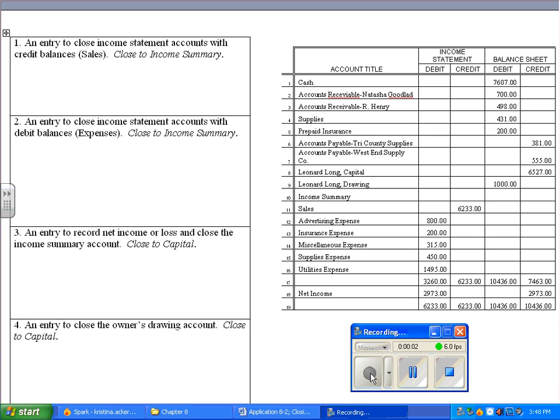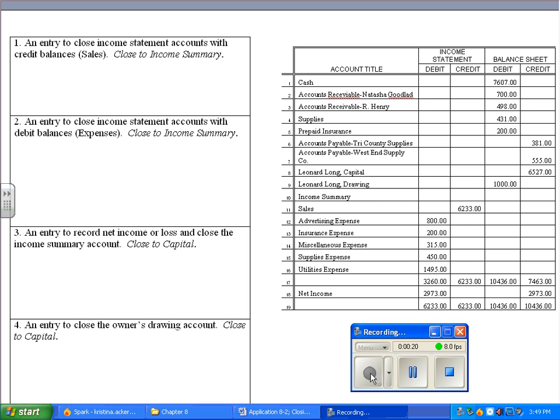Okay, this lesson is going to explain closing entries. To do this, I have put the worksheet from application 8.1 in your textbook. So we're going to use the numbers from this worksheet, and I'm going to demonstrate how we're going to do the closing entries for this.